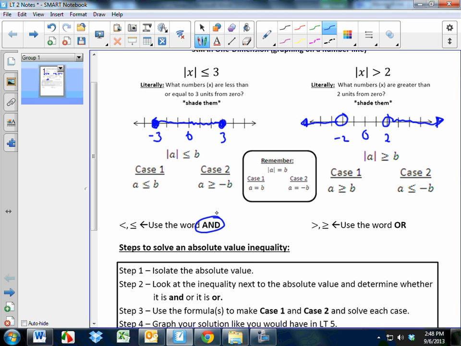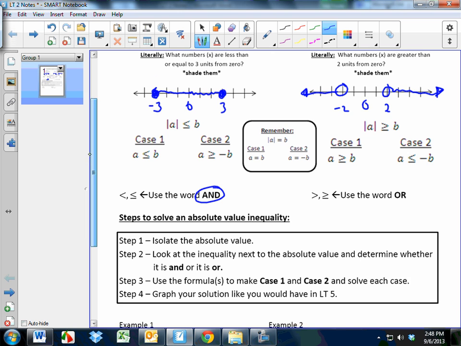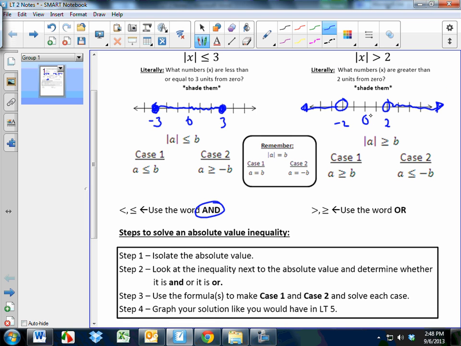Still got to work on my drawing on my SMART Notebook, that's for sure. But what kind of answer does that look like from learning target 1? The whisker shading looks kind of like an or answer. And they are going to always be or problems when we have a greater than inequality for absolute values.